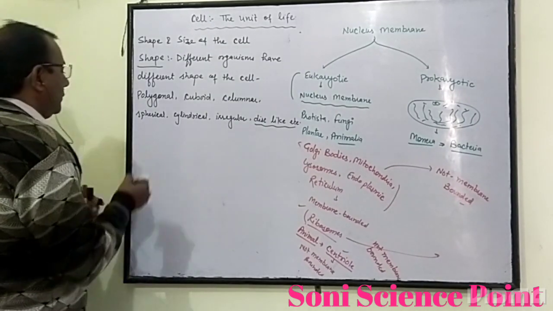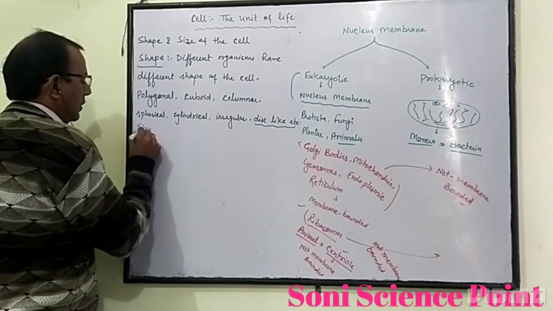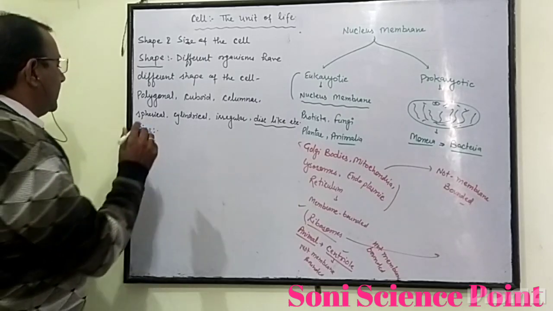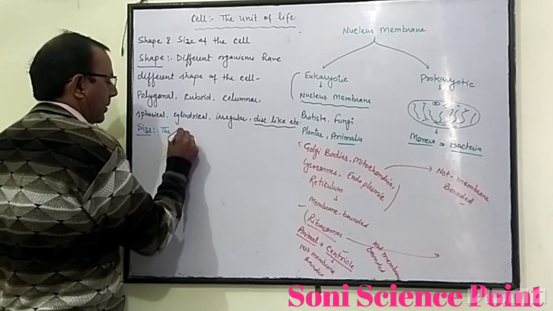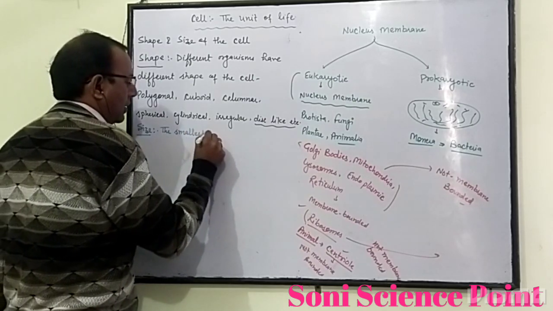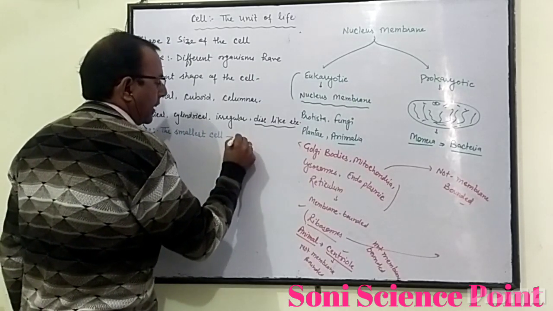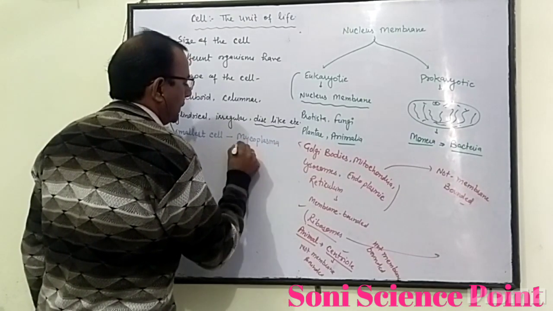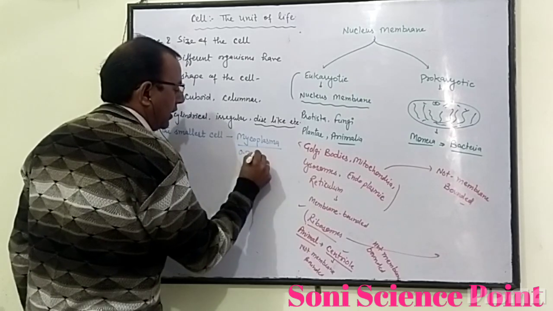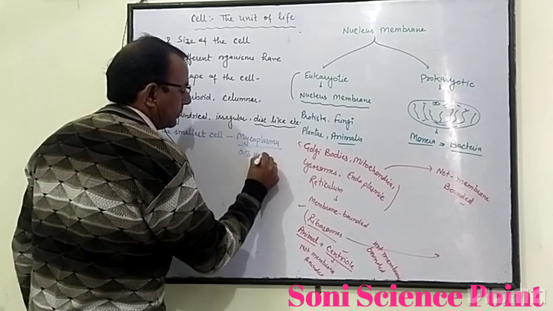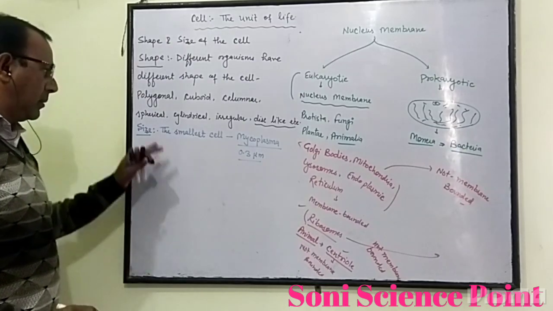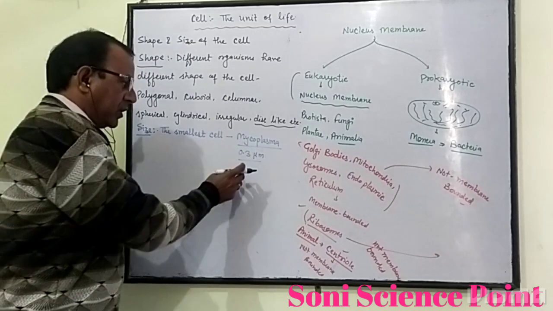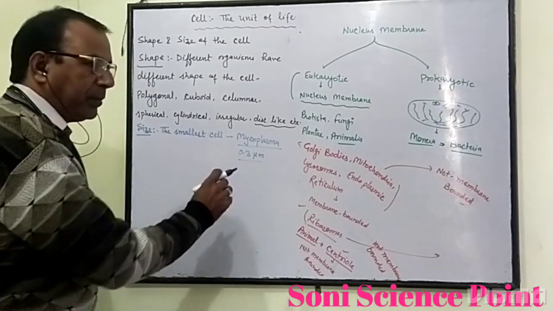Size. There is different size of the cell. The smallest cell is found in mycoplasma, whose length is nearly 0.3 micrometer. The smallest cell of the organism, that is mycoplasma, the size of the cell is 0.3 micrometer.